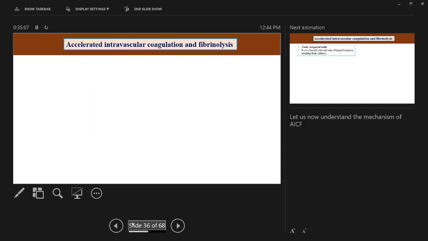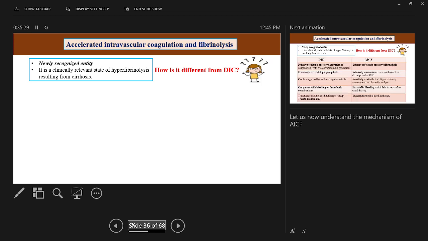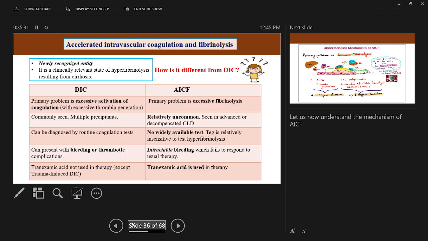So there is an entity called accelerated intravascular coagulation and fibrinolysis. It is a very newly recognized entity. It is defined as a state of clinically relevant hyperfibrinolysis resulting from cirrhosis. So how is it different from DIC? Because this is what we actually think of when we first hear the name AICF. So these are the certain characteristic features.